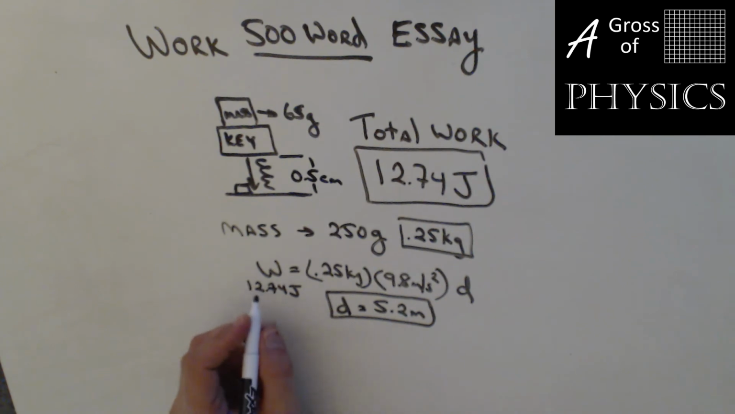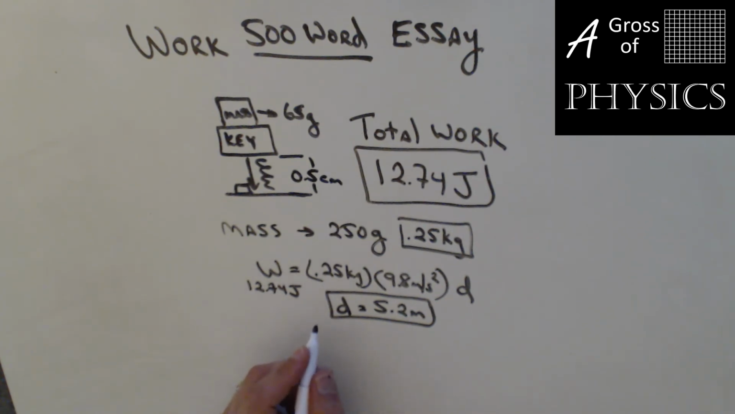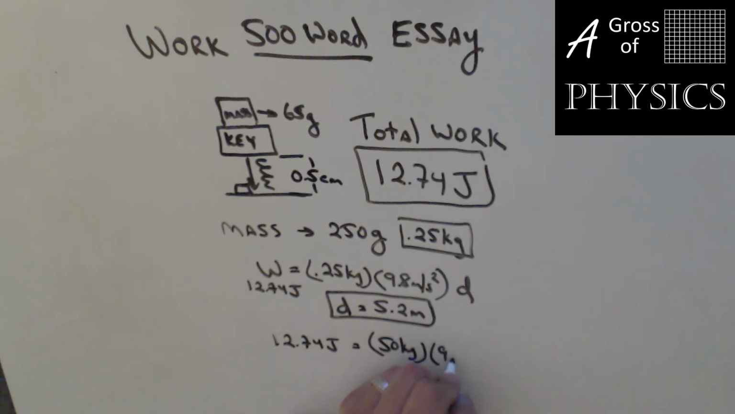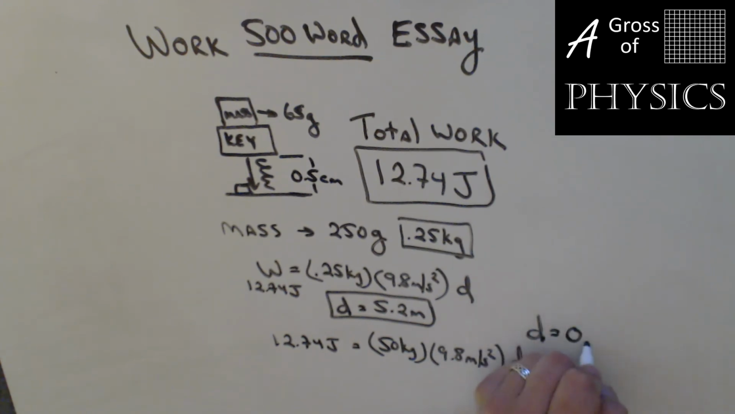Now, if we had a person who was, let's say, 110 pounds, which is 50 kilograms, 12.74 joules equals 50 kilograms. Now you're overcoming 50 times 9.8, and you want to find the distance required. Well, in that case, 12.74 divided by 50 times 9.8 is going to get us a distance of 0.026 meters, which is 2.6 centimeters.